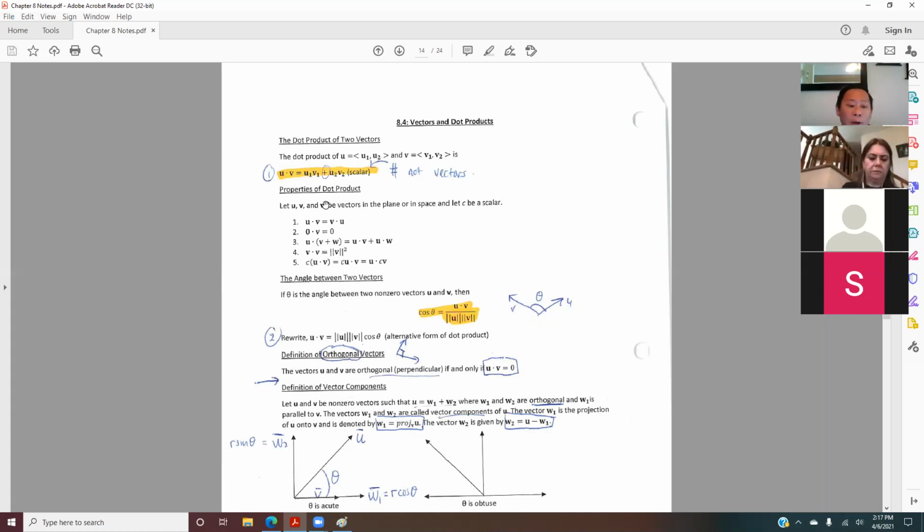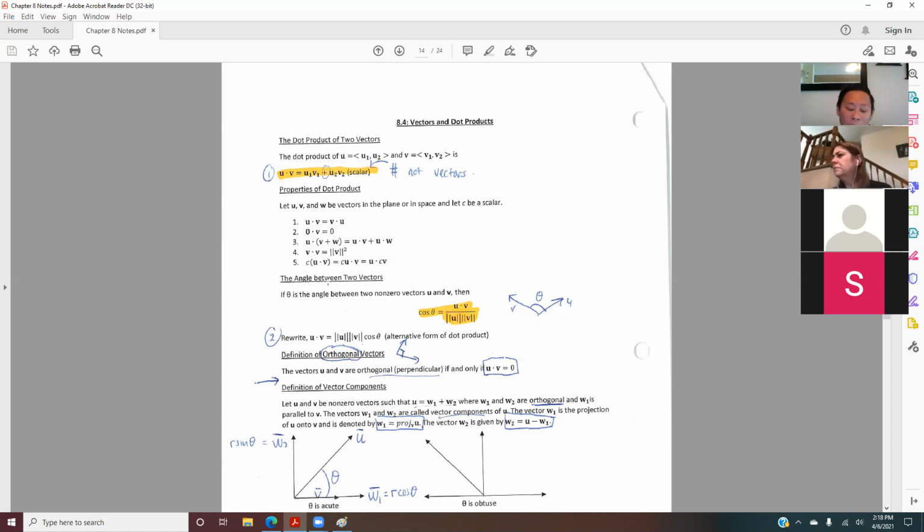Okay. The dot product has a few properties. If you do u dot v, it's the same thing as v dot u. If you dot 0 with any vector, you get 0. It uses the distributive property, so u dot (v plus w) is the same thing as u dot v plus u dot w. If you take the same vector and dot it by itself, v dot v is actually the magnitude of v squared. And if you take a scalar c and multiply it with u dot v, it is cu dot v or u dot cv.